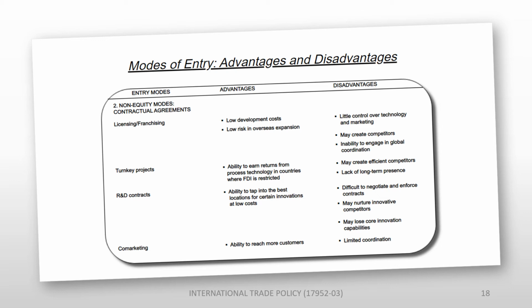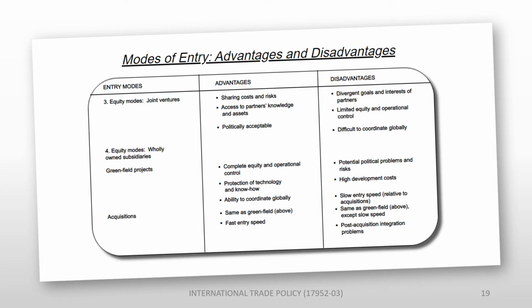And lastly is co-marketing. When you say co-marketing, you're going to find a firm that will help you promote your product. The advantage is the ability to reach more customers. However, it could create some limitations with coordination. The operation might be out of control because of the distance barrier, and sometimes communication suffers because of different cultures.